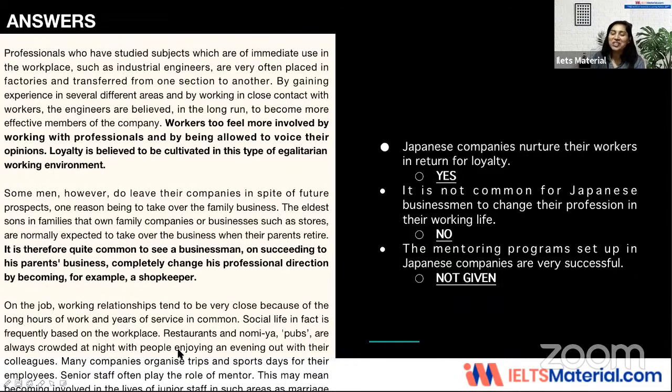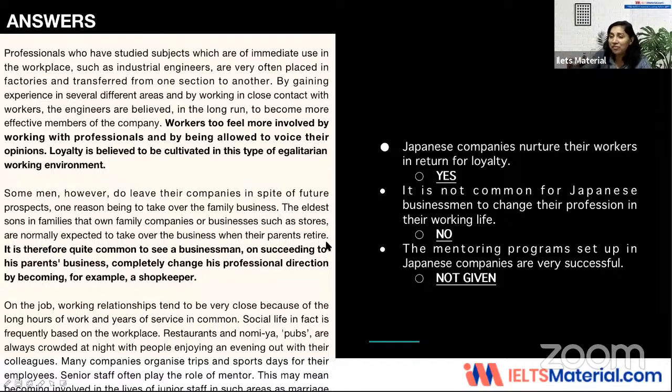Another thing is, don't leave any question blank. For example, with true, false, not given or yes, no, not given, if you were not able to find any answer, you must have left that space blank. So don't leave it blank. Just write not given there. Might be your answer can be considered correct, and you can get the marks.